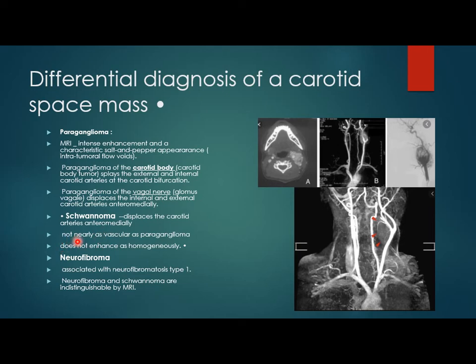We can differentiate it from the paraganglioma in that it is not nearly as vascular and does not enhance homogeneously. And it cannot be differentiated by imaging from the neurofibroma, but neurofibroma is associated with neurofibromatosis type 1.